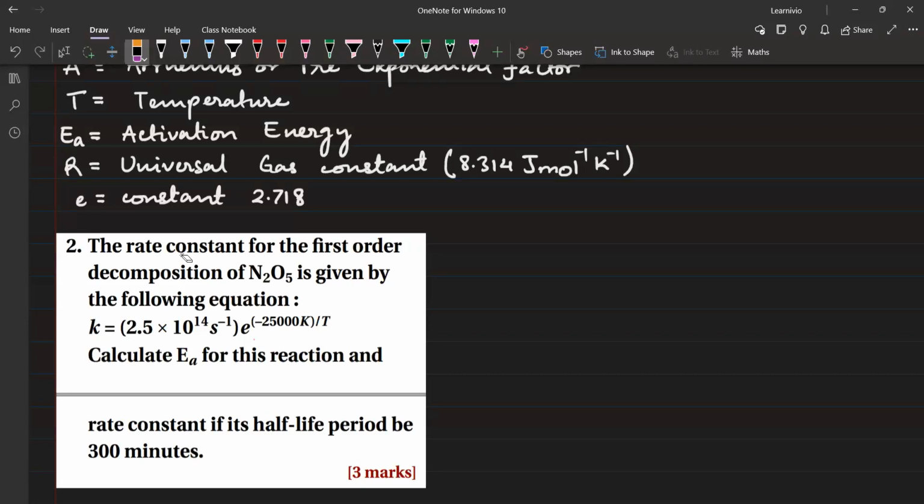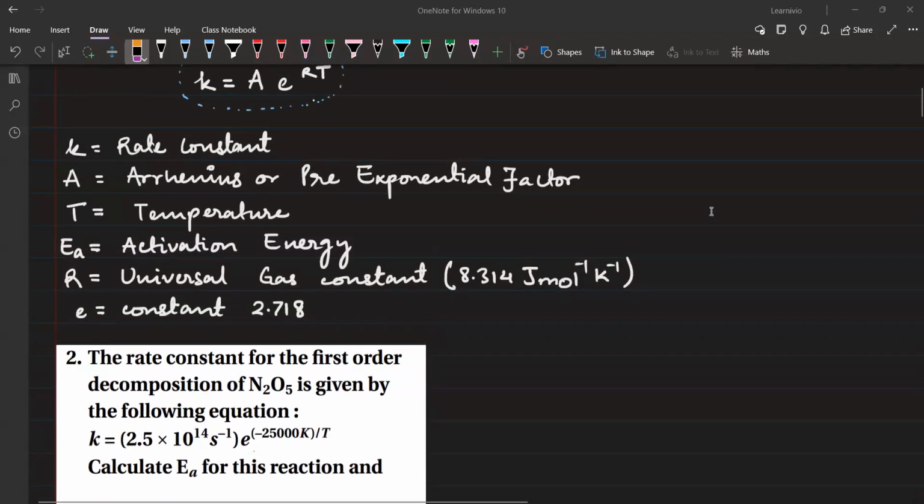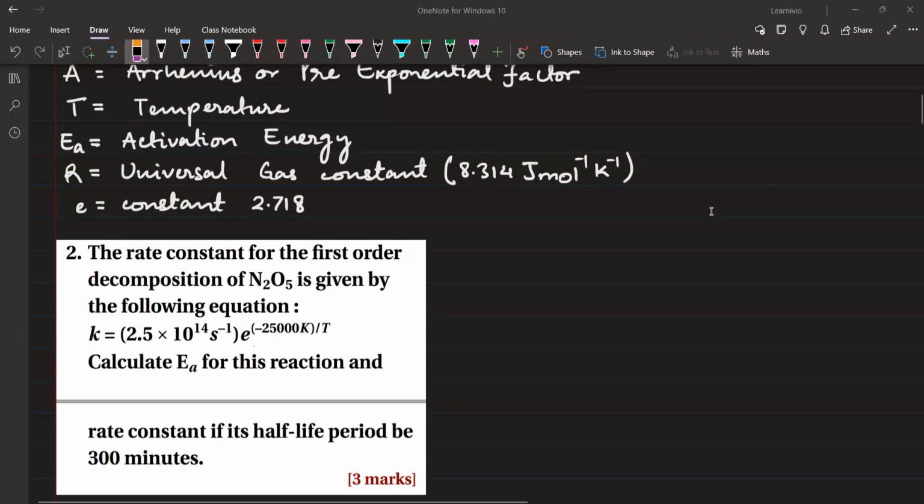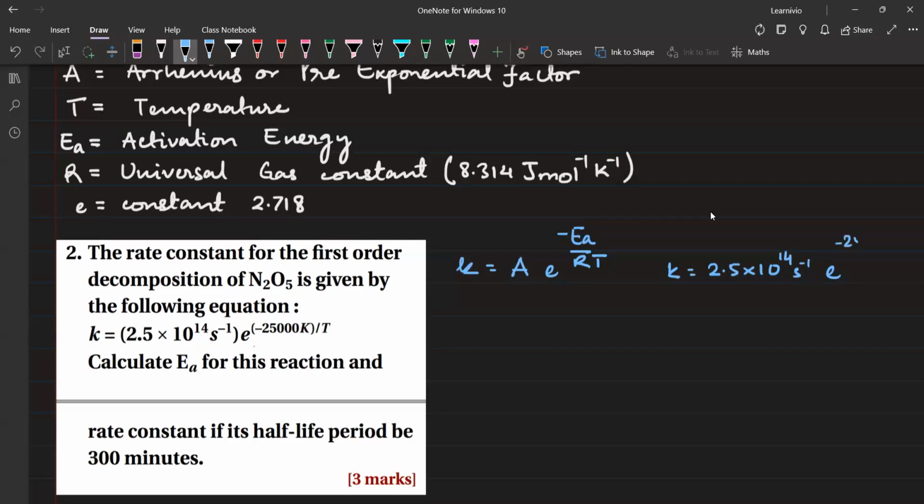ठीक है. Now, according to the Arrhenius equation, k is equal to A e to the power minus Ea upon RT, है ना? तो यहाँ पे आपके पास what we have? k is equal to A into e to the power minus Ea upon RT, and they have given some values. आपको क्या दिया हुआ है? k is equal to 2.5 into 10 to the power 14 second inverse e to the power minus 25,000 K upon T. ठीक है?